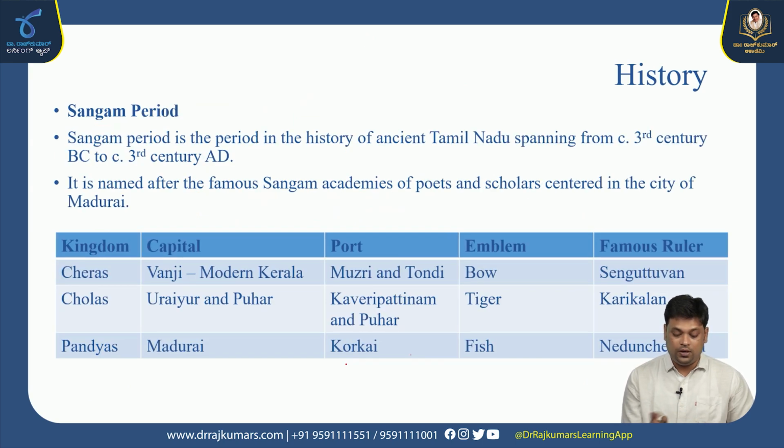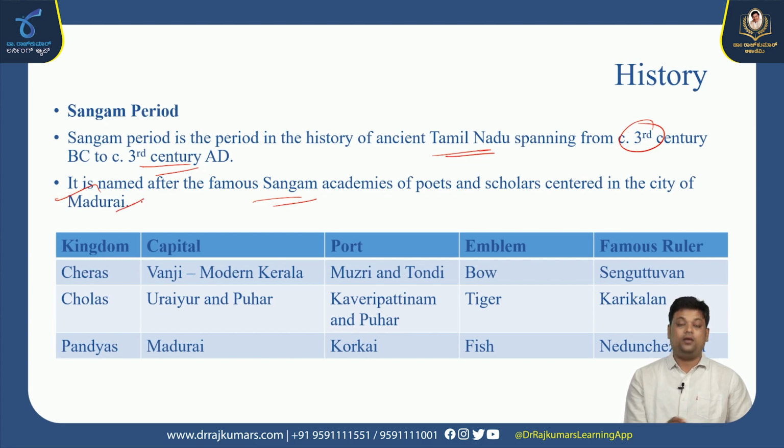Okay, so the Sangam period is the period in the history of ancient Tamil Nadu, spanning from the 3rd century BC to the 3rd century AD. This is a particular time period which is popularly known as the Sangam period. It is named after the famous Sangam academies of poets and scholars centered in the city of Madurai. Madurai is the city most popular for conducting the Sangams, that is, assemblies. So we'll see the kingdoms, their capitals, the symbol of each dynasty, their port city and the famous ruler.